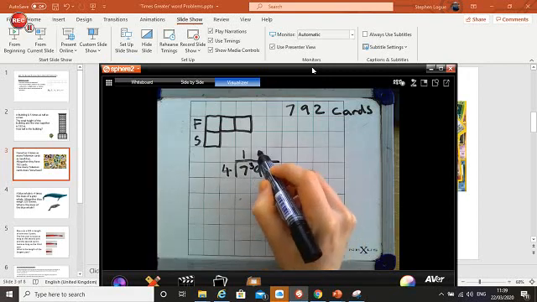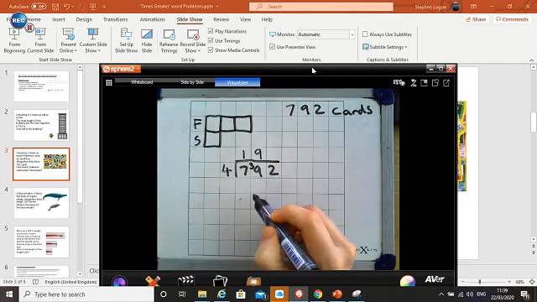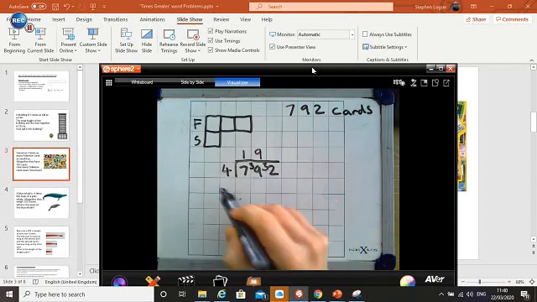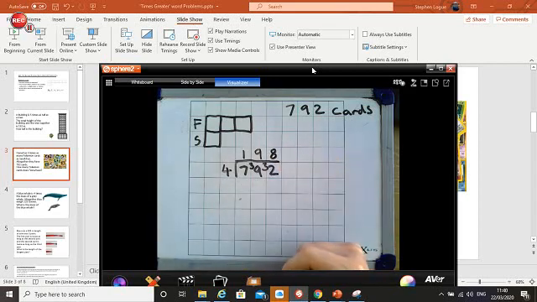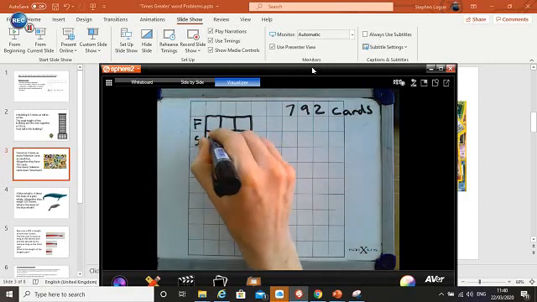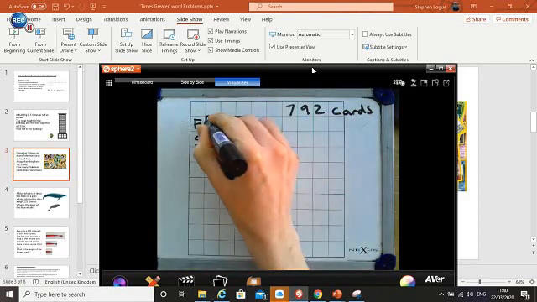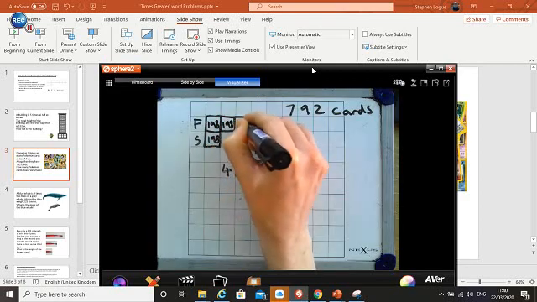2 take away 8 we can't do, so let's go next door. 12 take away 8 is 4. Now we can't take 9 away from 8, so again, go next door. 18 take away 9 is 9. 6 take away 1 is 5. 594.